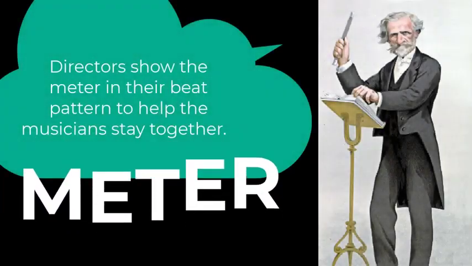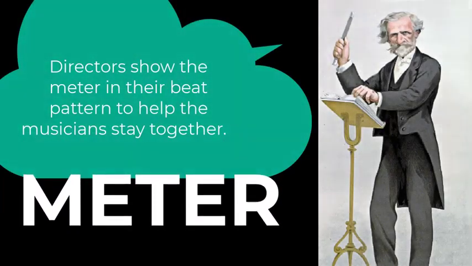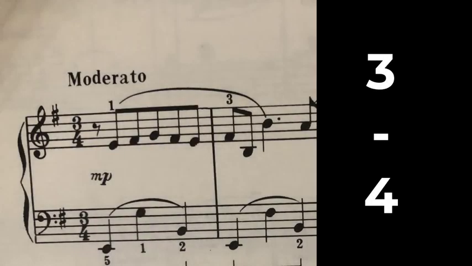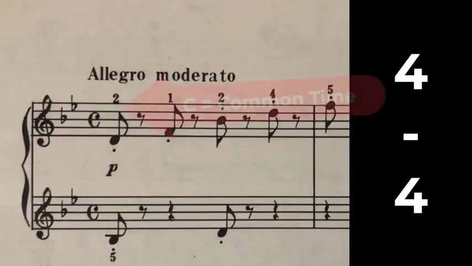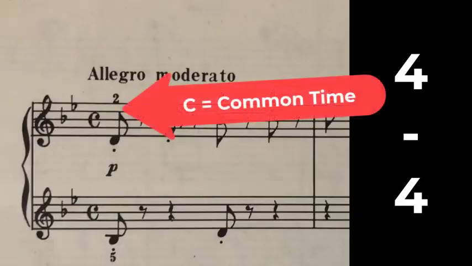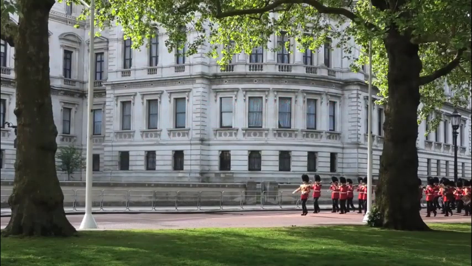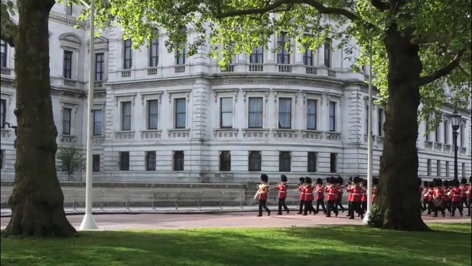Meter tells us how many beats there are in a measure, such as 3/4 time. 3/4 time gets 3 beats in a measure. It is the type of music you would hear in a waltz, like 1, 2, 3, 1, 2, 3, 1, 2, 3. 4/4 time or common time is most often used in music. You can hear this meter in a composition for a marching band.